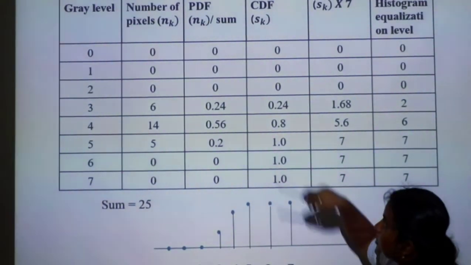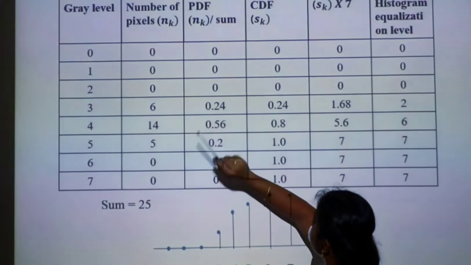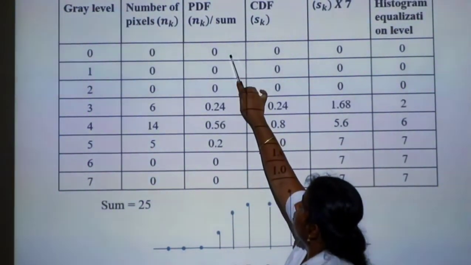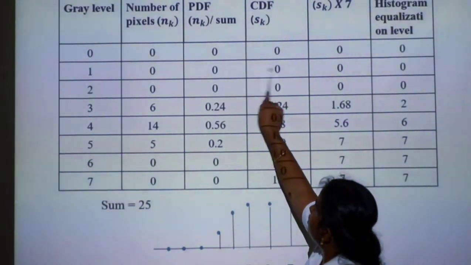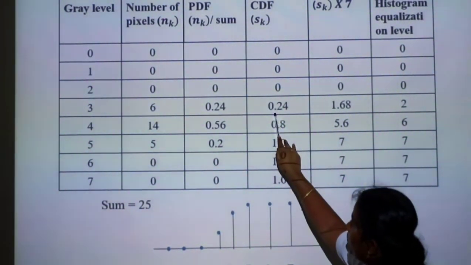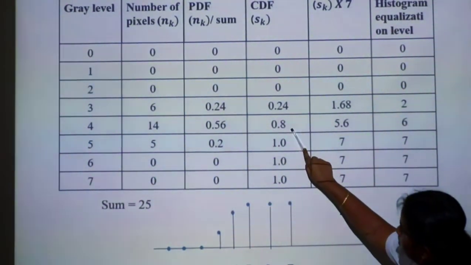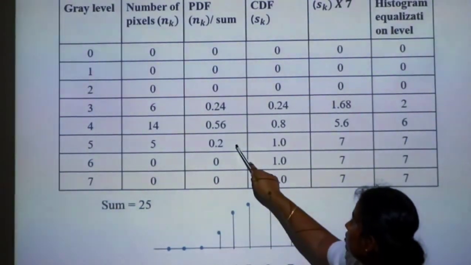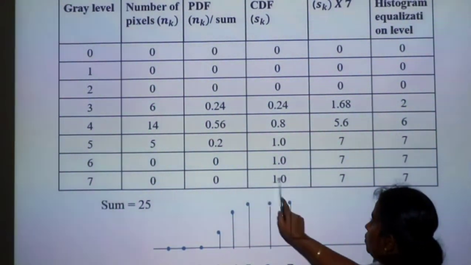Next, the CDF means cumulative distribution function. So, sk is equal to T of rk. First, we have to add the probability distribution function values, adding the previous values: 0, 0, 0, then 0 plus 0.24 is 0.24, 0.24 plus 0.56 is 0.8, 0.8 plus 0.2 is 1, 1 plus 0 is 1, and 1 plus 0 is 1.